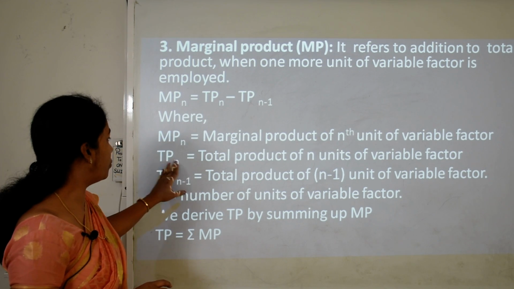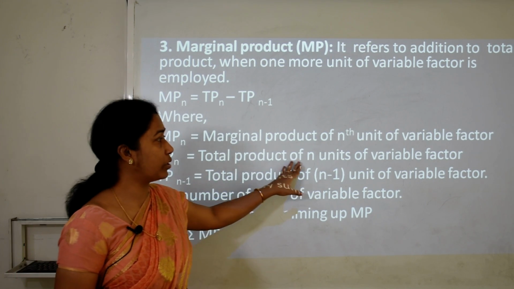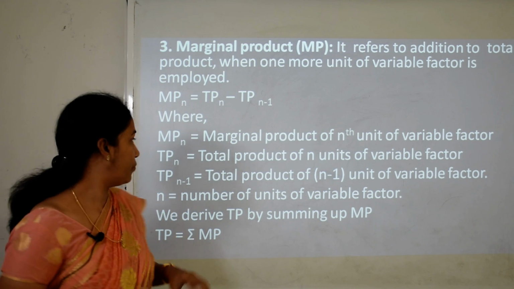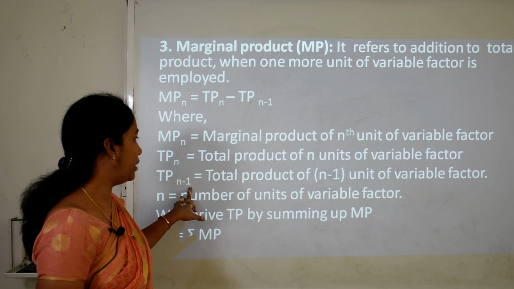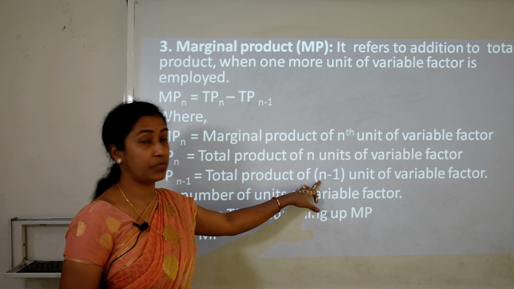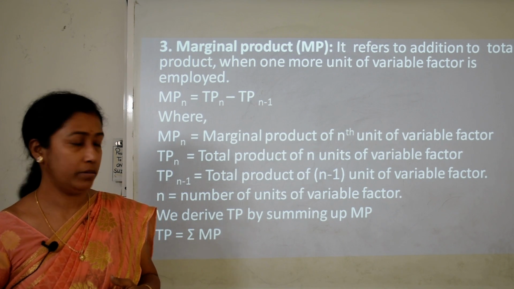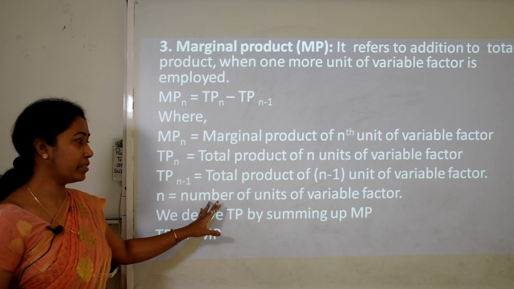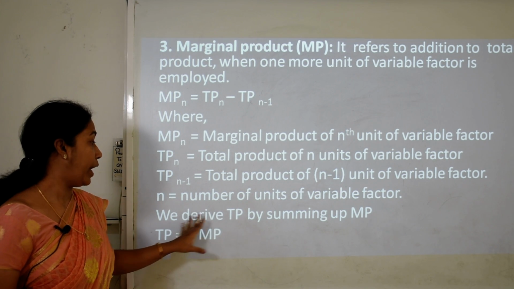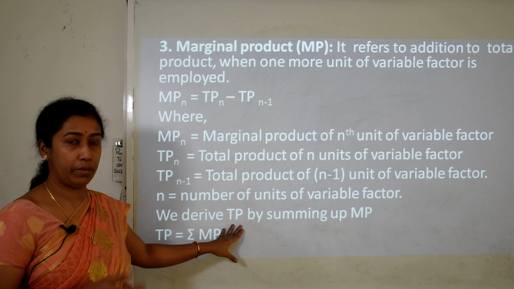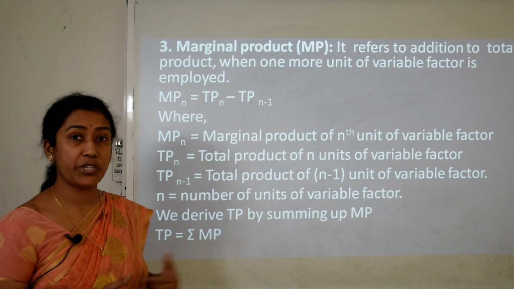Here total product of nth unit means total product of n units of variable factor. Total product of n minus 1 means the total product when one single unit of variable factor is subtracted. N is the number of units of variable factor, and we derive total product from marginal product as the summation of marginal product.